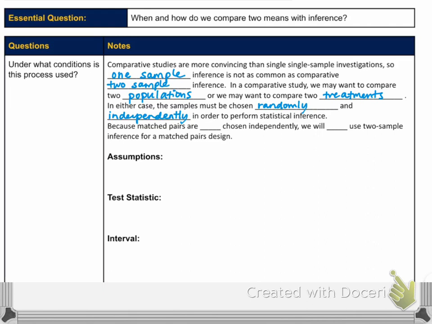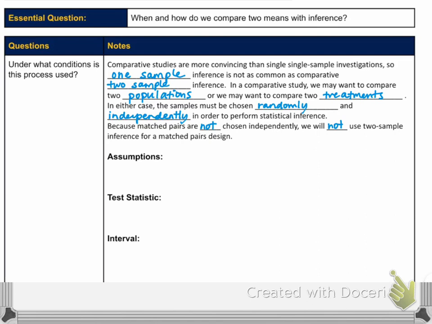So when you have 2 different populations, it's tempting to want to do what we call matched pairs, and we will talk about that. If you remember when we were talking about 2 proportion tests, we talked about the idea of doing like husbands and wives or twins, and that's kind of the idea of matched pairs, and we'll get into that next week. But for now, because those matched pairs are not chosen independently, we don't use 2 sample inference for those matched pairs designs. We'll talk about what that looks like next week.